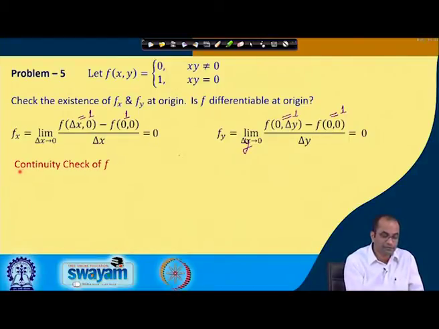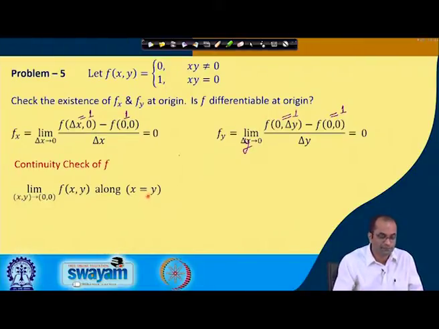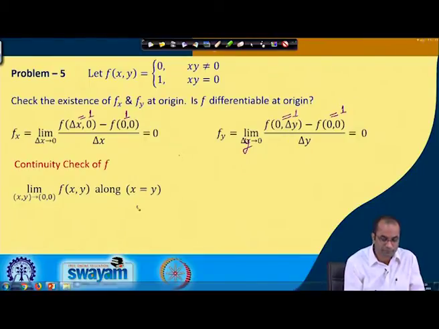Now we will check the continuity of f at the origin. For that, let us observe the value of the limit of f(x, y) when (x, y) goes to (0, 0) along x equal to y. Along the x equal to y line, if we approach the origin, what will happen? At all these points the product xy is not equal to 0, at any point other than the origin. So the function will take the value 0.